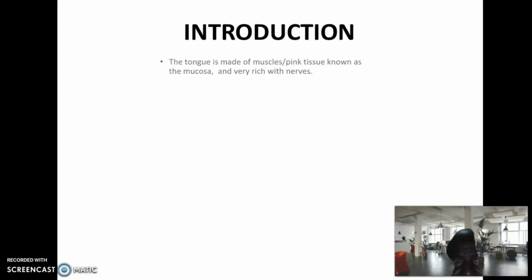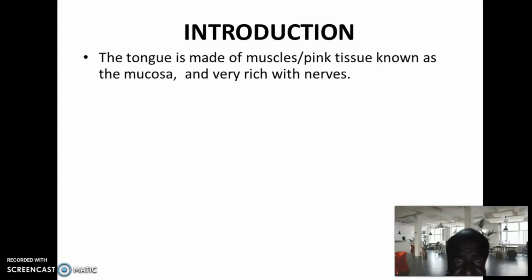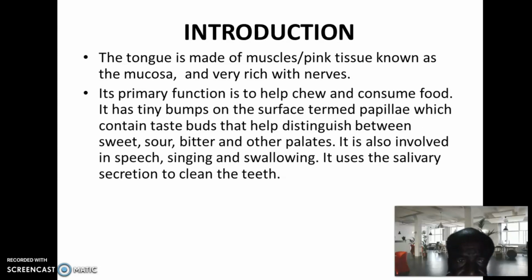The introduction. The tongue is made of muscles. It is pink in color, known as the mucosa. They are very rich with nerves. The nerves make this highly sensitive. Its primary function is to help chew and consume food.